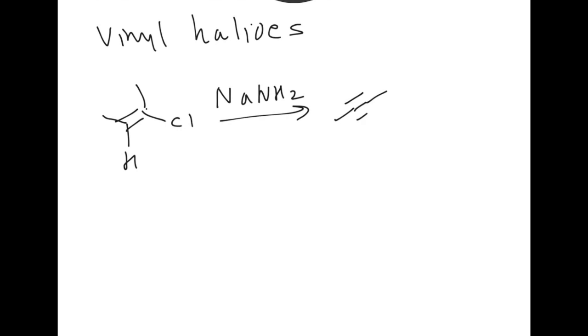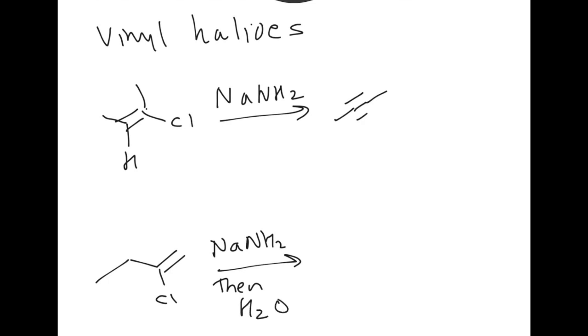Now, if you're making a terminal alkyne this way, you have to add an extra reagent. You have to add water at the end. So you do the first part, the NaNH2, then you add water at the end, and that will make your terminal alkyne. So why does this happen? Why do I need to add the water?